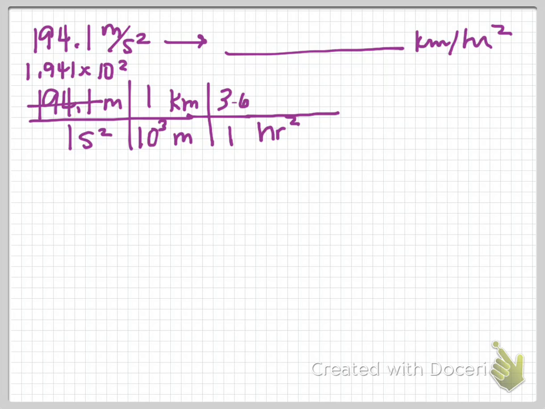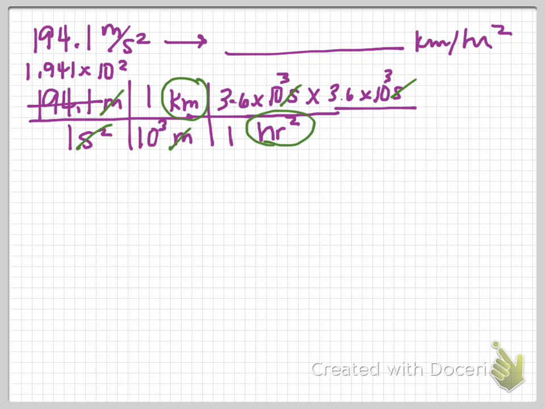Well, there are 3.6 times 10 to the third seconds in 1 hour, but this is seconds squared. So it's 3.6 times 10 to the third seconds times 3.6 times 10 to the third seconds. All right, so if we check our units, meters cancel, we're in kilometers. Seconds squared is canceled by seconds, and that leaves us in hours squared. This is a quick form of dimensional analysis, just checking to make sure what units cancel and that you end up with the appropriate units.